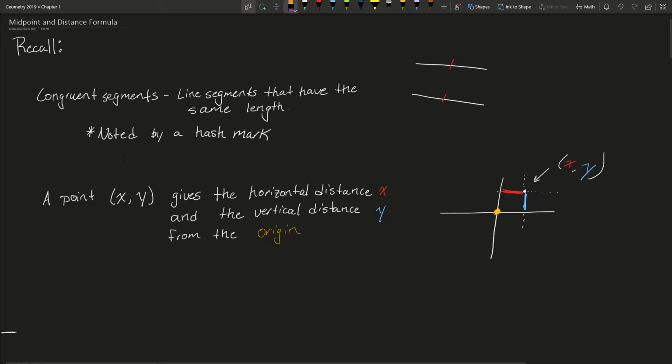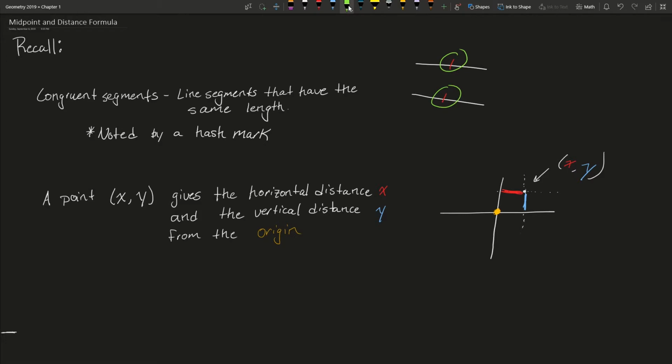In this video, I will be talking about the midpoint and distance formula. Before we get there, we need to talk about two things. First, congruent segments. Congruent segments are line segments that have the same length. They're usually noted by some type of hash mark like so.